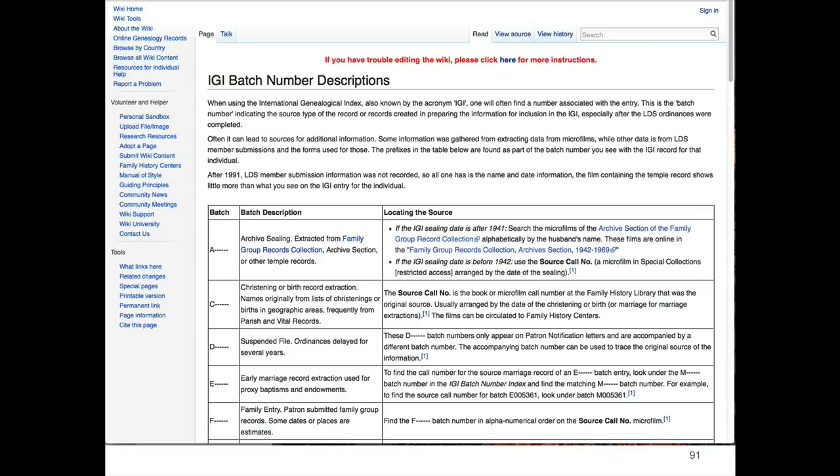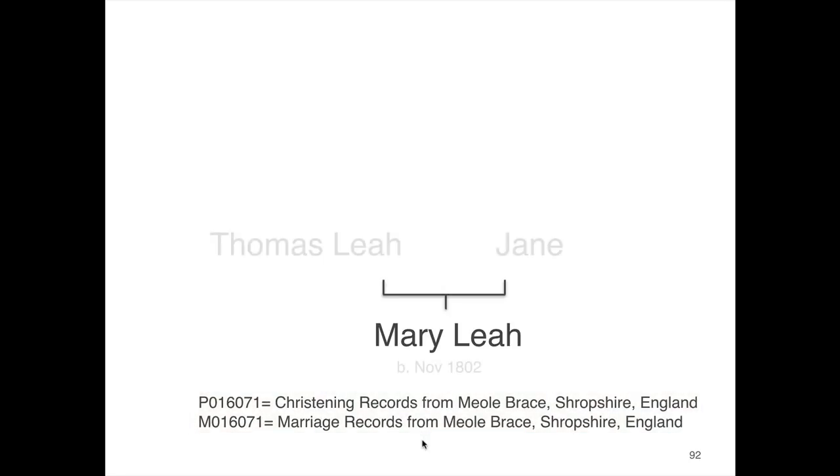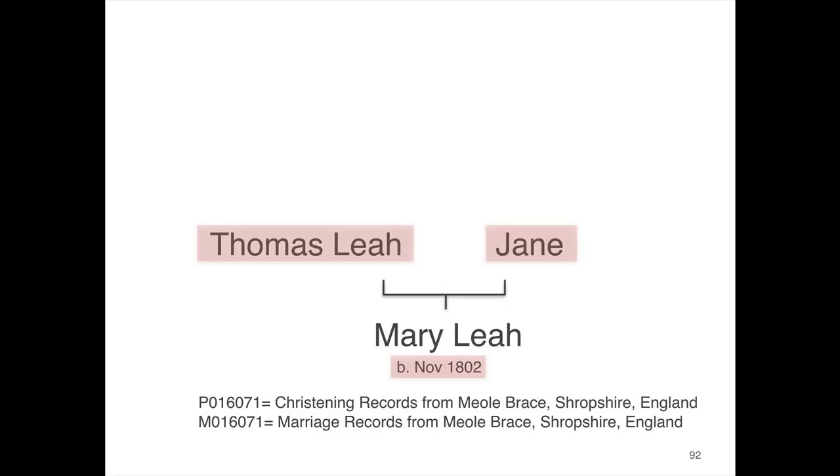If you want to know what the P batch number is, go to the FamilySearch wiki. The letter preceding the batch number designates what kind of record it is, and P means christening records, M means marriage records, and so you'll learn that in the wiki page. So if I take 16071, P meaning christening, M meaning marriage, I can then put in some information that I found in Mary's tree. From the birth record, I learned that her father is Thomas, her mother is Jane, and she was born in November 1802, which leads me to the next question that I want to ask.